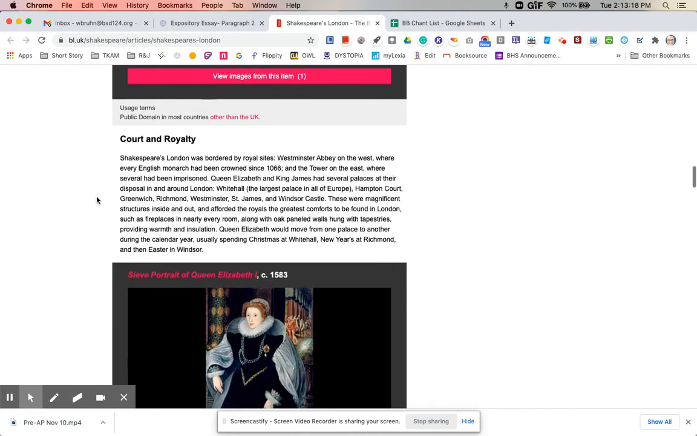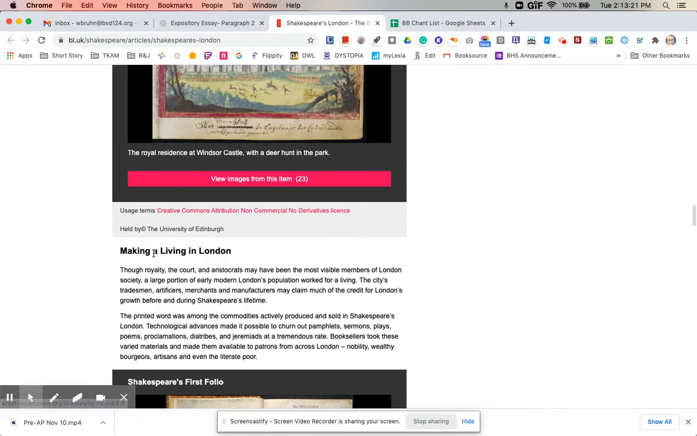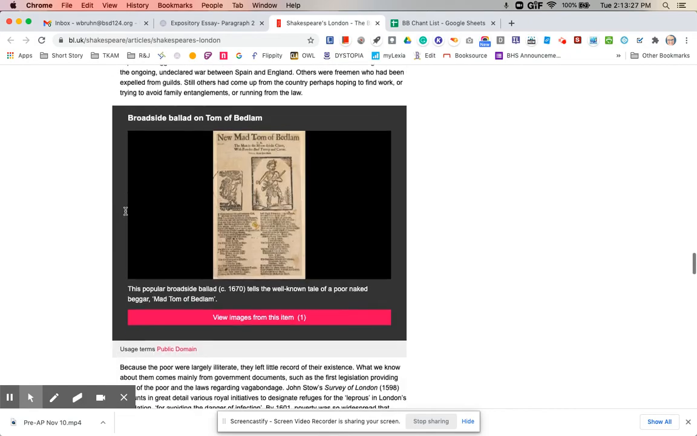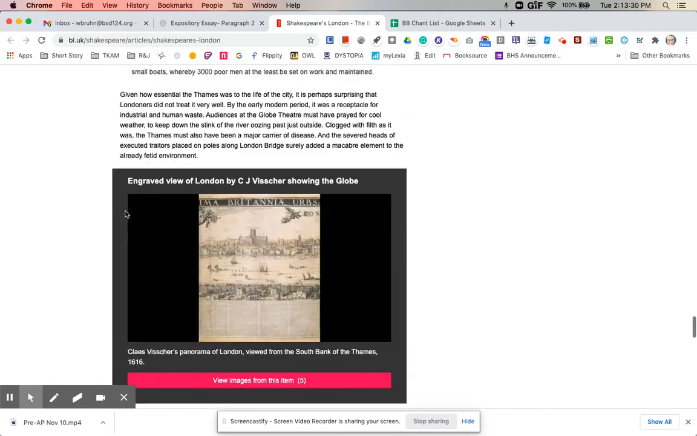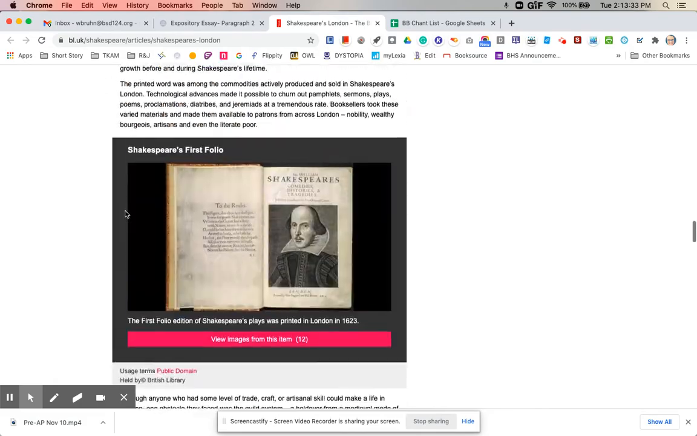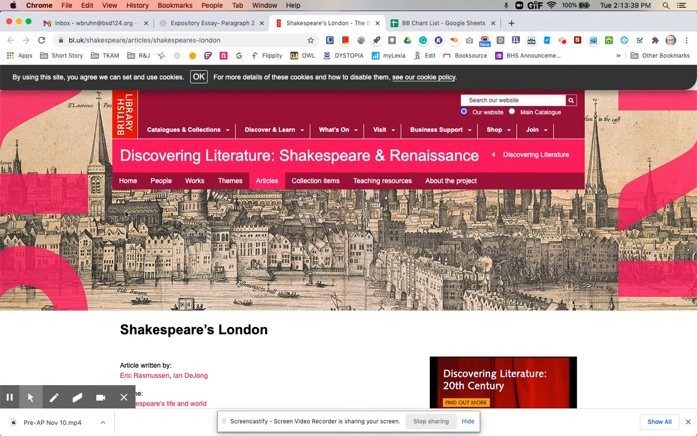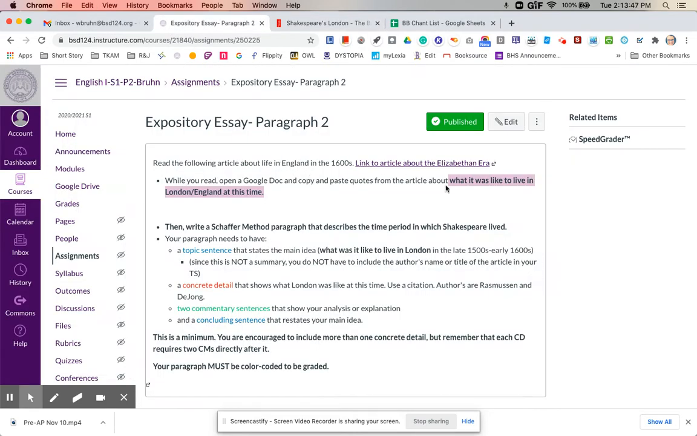Okay, you want to focus more on court and royalty, making a living in London. Okay, how did people make a living? Poverty and the plague. What was it like for people there? So make sure that you're focusing on those aspects about what life was like for people in London versus how Shakespeare might have represented London, because that's really not our focus. Our focus is truly what it was like to live in London or in England at this time period. So again, open up a Google Doc so that you can copy and paste quotes from the article so that you have them ready to go.